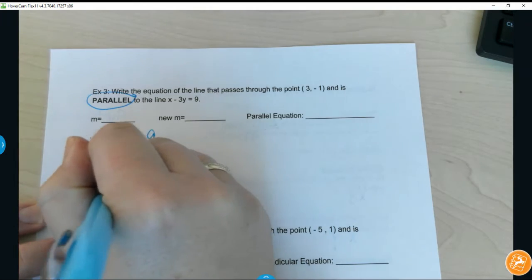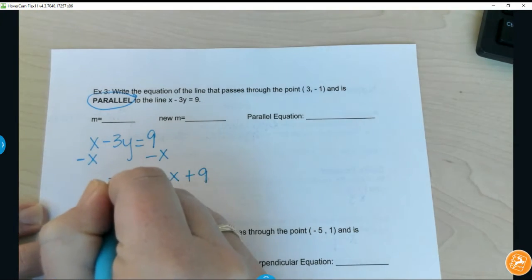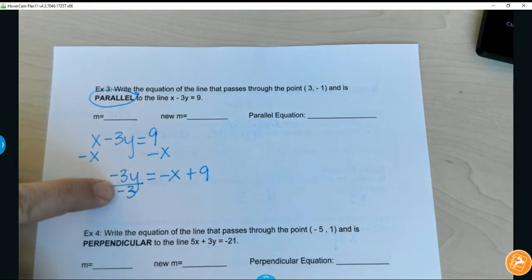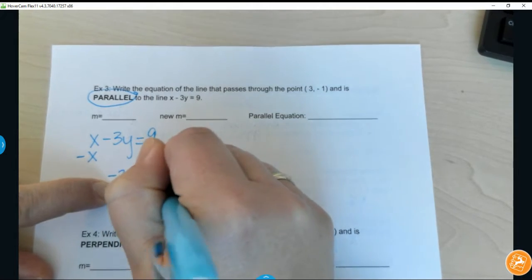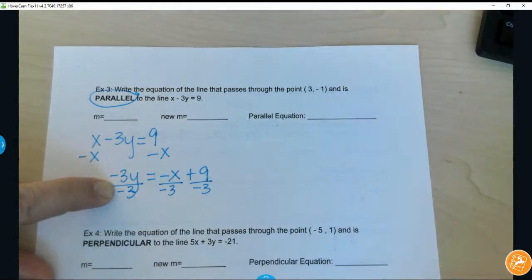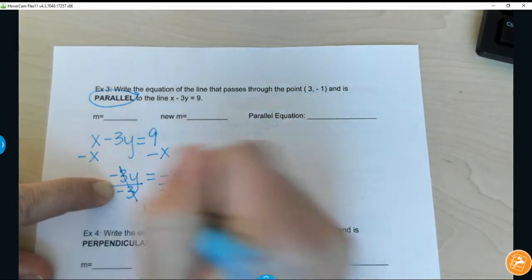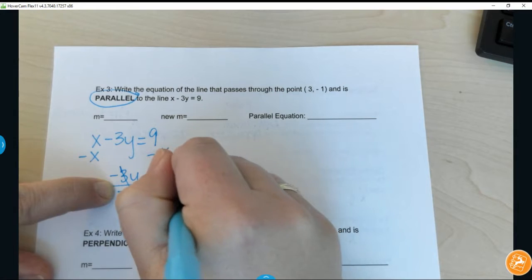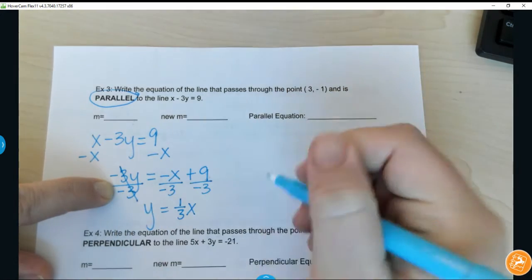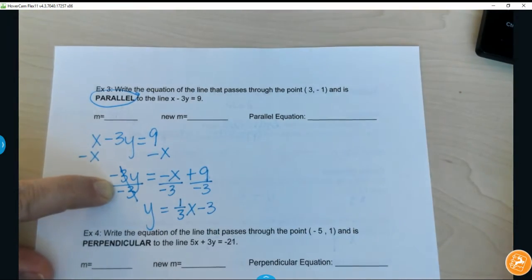Next up, I'm going to divide by negative 3. And when I divide by negative 3, I do have to do that to every single thing in the fraction. That will leave me with y equals, a negative and a negative make a positive, 1/3 x. 9 divided by negative 3 is negative 3.